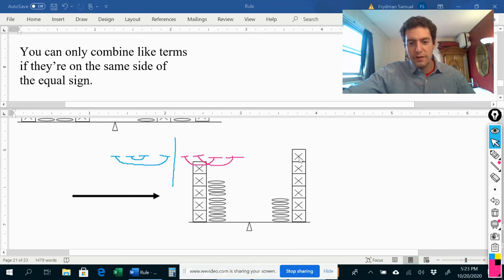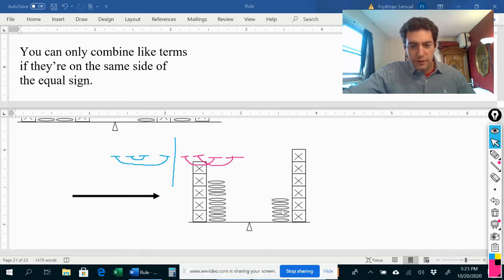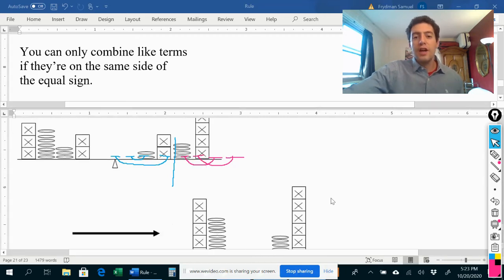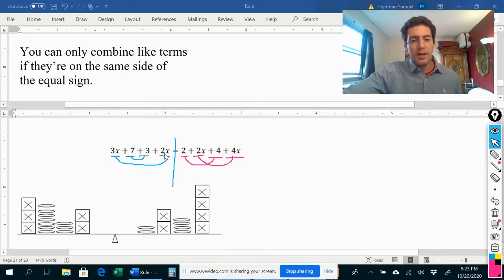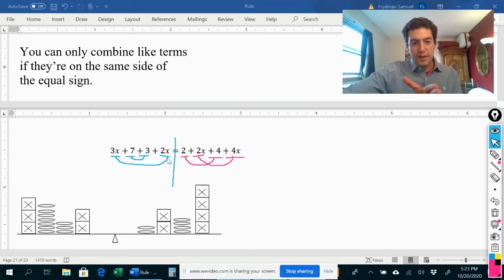1, 2, 3, 4, 5, 6 x's. 1, 2, 3, 4, 5, 6 stones. So that's no problem. I can combine this term and this term, and also this term and this term, because everything that I underlined in blue here is on the same side of the equal sign. Those are all on the left side. I can combine the 2 and the 4 and the 2x with the 4x, because all of those things are on the right side of the equal sign. So as long as I'm combining like terms only when they're on the same side of the equal sign, I'm not going to run into any trouble.